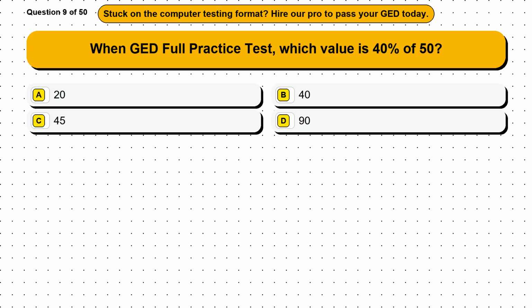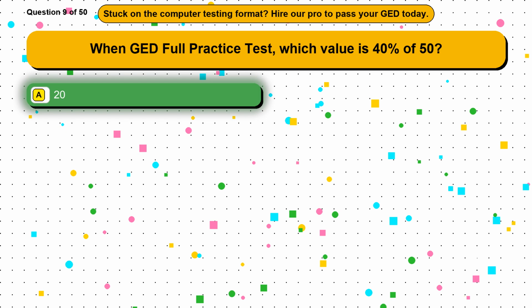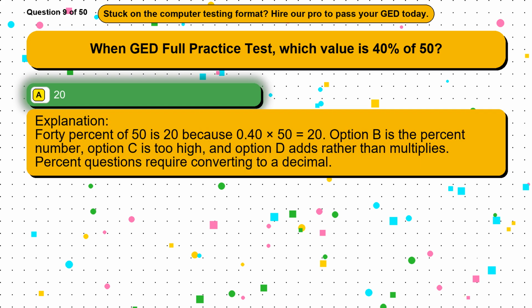Question 9. When GED Full Practice Test, which value is 40% of 50? Option A 20. Option B 40. Option C 45. Option D 90. The correct answer is option A, 20. 40% of 50 is 20 because 0.40 times 50 equals 20. Option B is the percent number, option C is too high, and option D adds rather than multiplies. Percent questions require converting to a decimal.